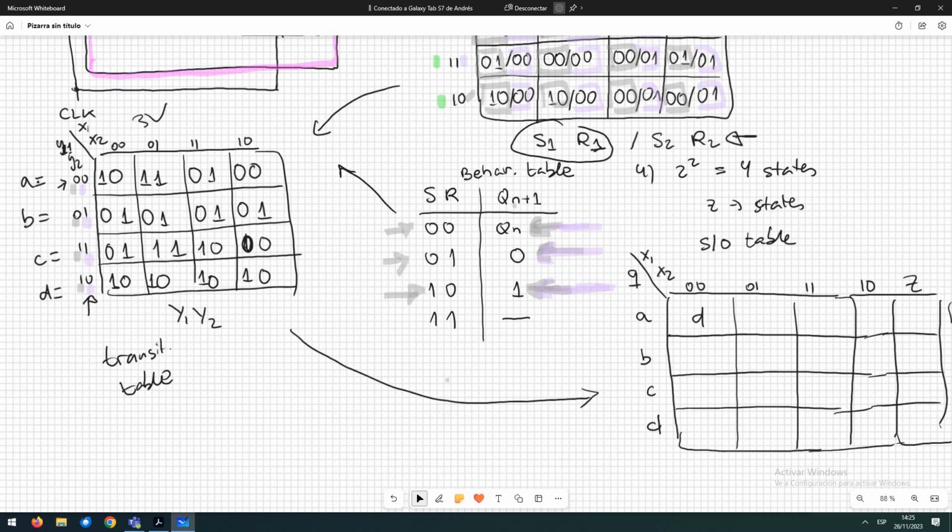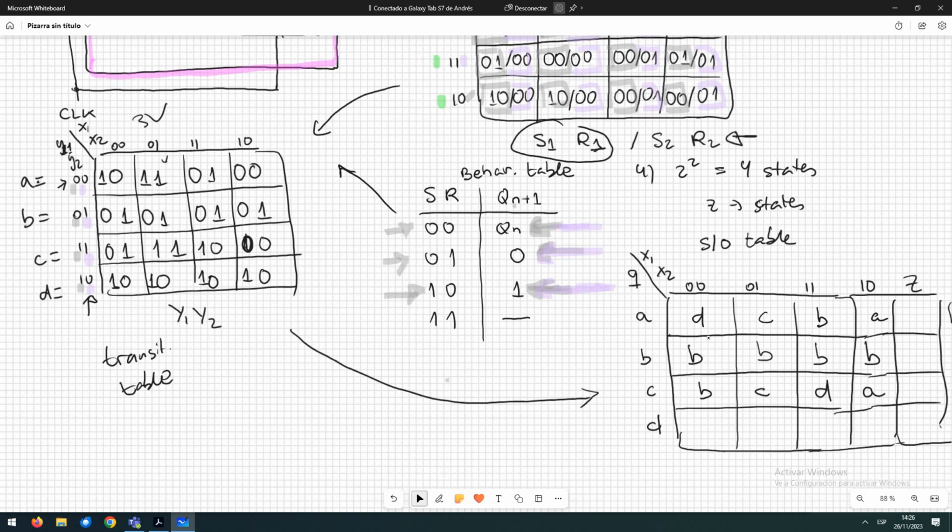If the next state is 11, 11 is state C; 01 is B, and 00 is A. Here we have that 01 is B, B, B, and B. For C, we have 01 that is B, 11 that is C, 10 that is D, and 00 that is A.